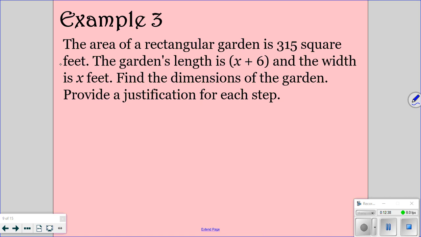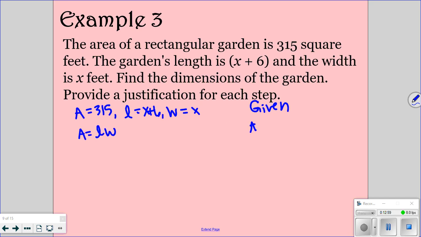So the first thing you're going to start off with is what they gave you. The area is 315. The length is x plus 6, and the width is x. And so all of that is the given. From there, we are going to want to use our area formula for a rectangle. So that's our area formula for a rectangle. And then we're going to substitute into that formula.